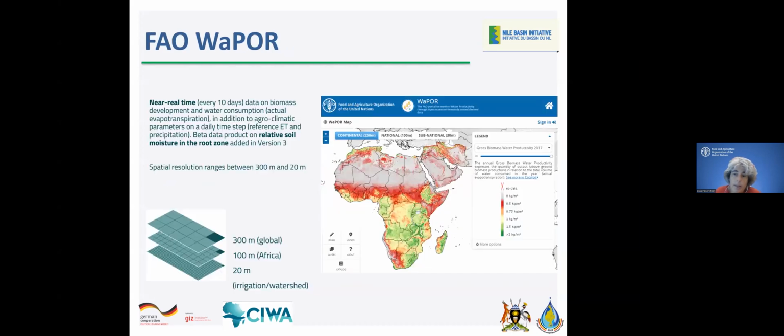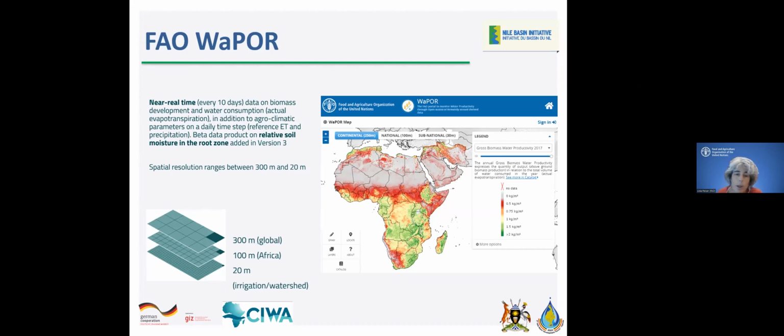The data is distributed freely on the FAO WaPOR platform in near real time. So every 10 days, there's new data on biomass and evapotranspiration, in addition to agroclimatic parameters such as reference ET, that is now based on ERA5 from Copernicus, and precipitation from CHIRPS. So this helps us put in context the data that we are looking at.